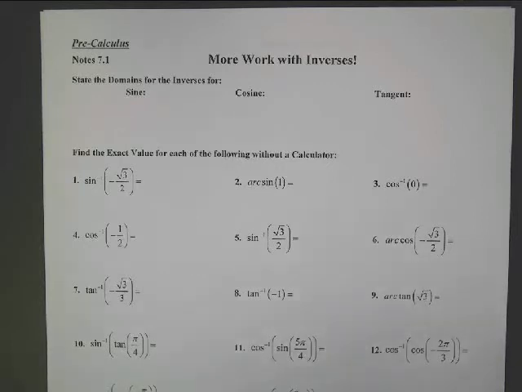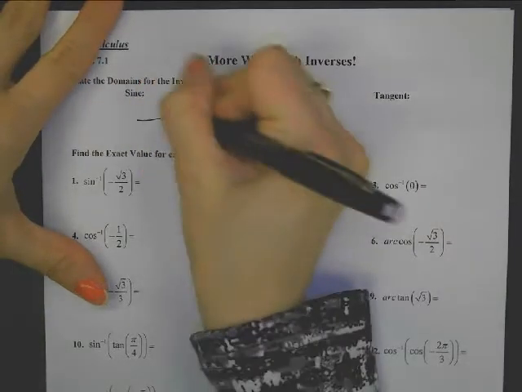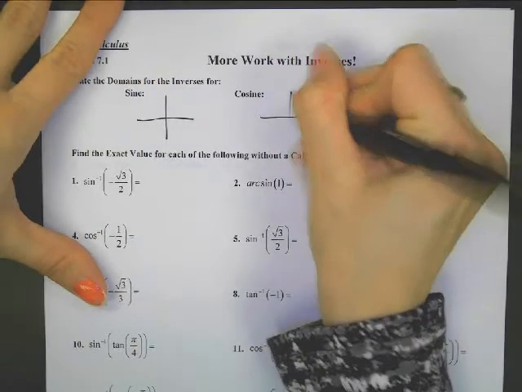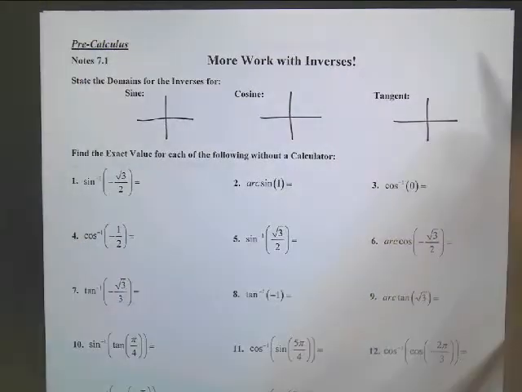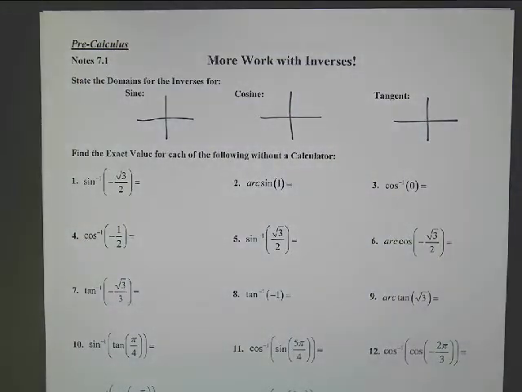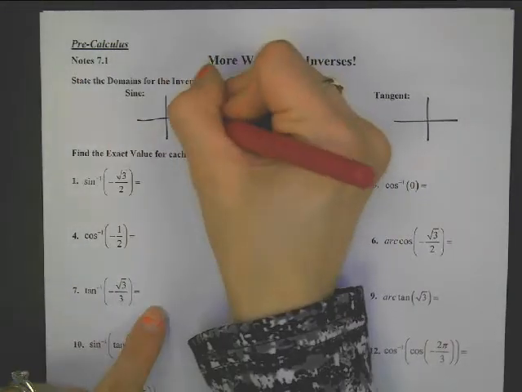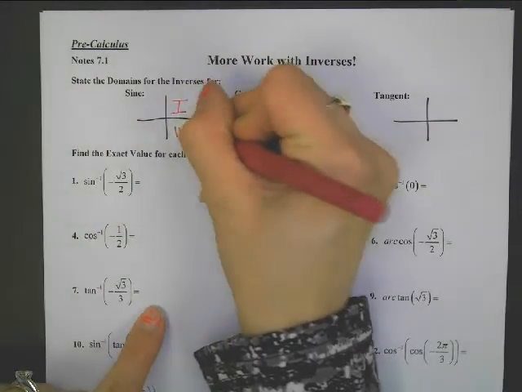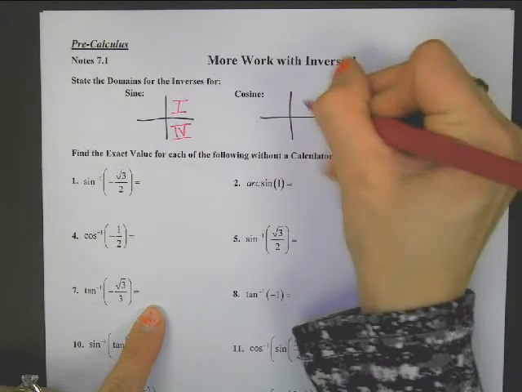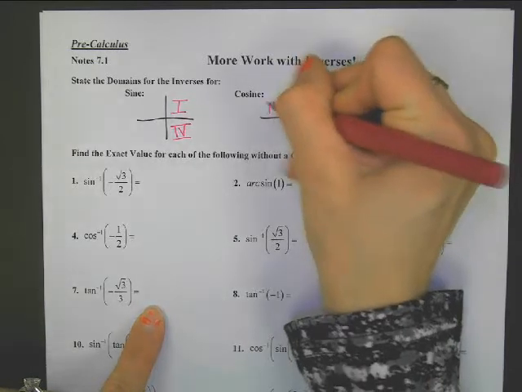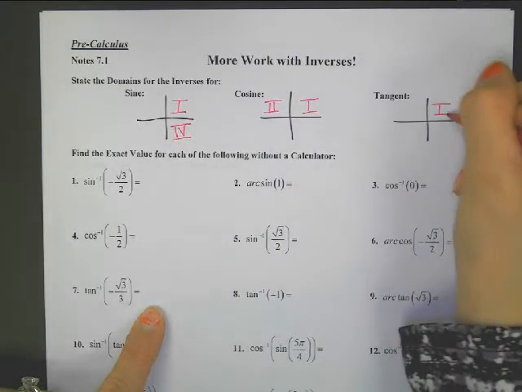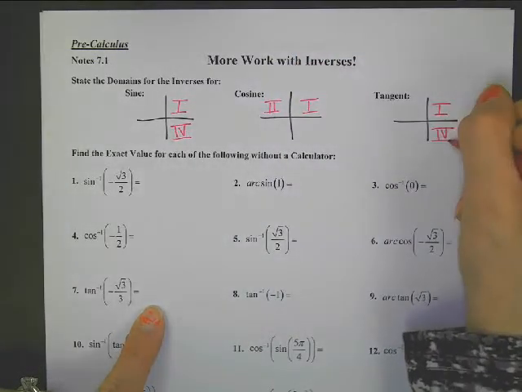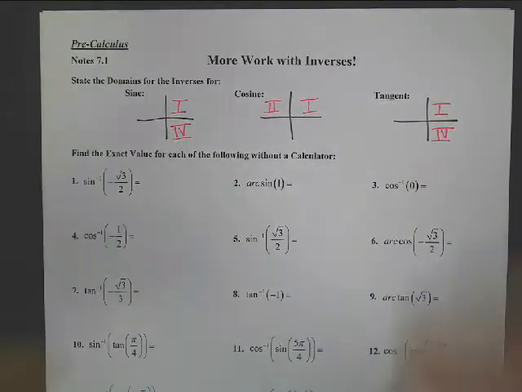Alright, let's do some more work with inverses. Before we do this page of inverses, let's review the domains that you're supposed to use for inverses. Sine, you are allowed to look in quadrants 1 and 4. Cosine, you're allowed to look in 1 and 2. Tangent, you're allowed to look in 1 and 4. Okay? Yesterday's video explained why.